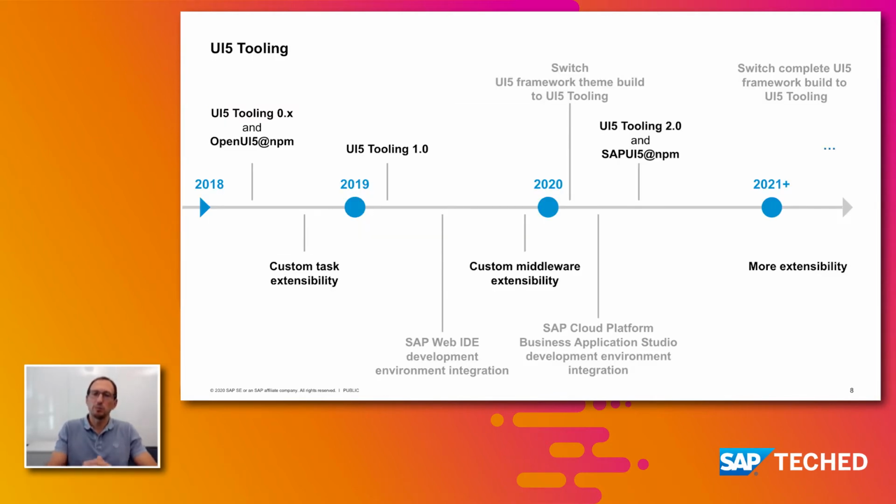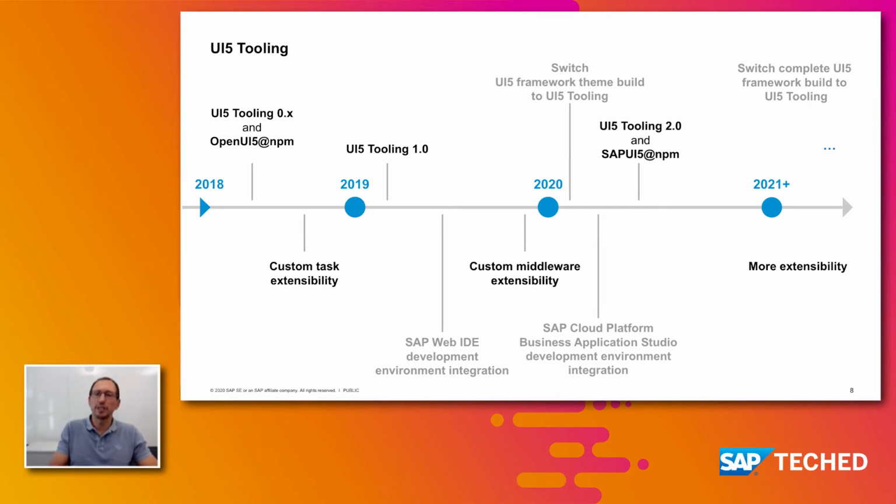Now let's look a bit into the timeline. When did we start and what happened since then? Roughly 2 years back, we did the first version of the tooling, and in parallel, we offered OpenUI5 via the NPM registry for downloading. Then we advanced the tooling towards the second half of 2018 and allowed custom tasks to be built in. That means if you want transpiling or whatever, you can add such tasks into our tooling chain. Then early 2019, we achieved the first version.